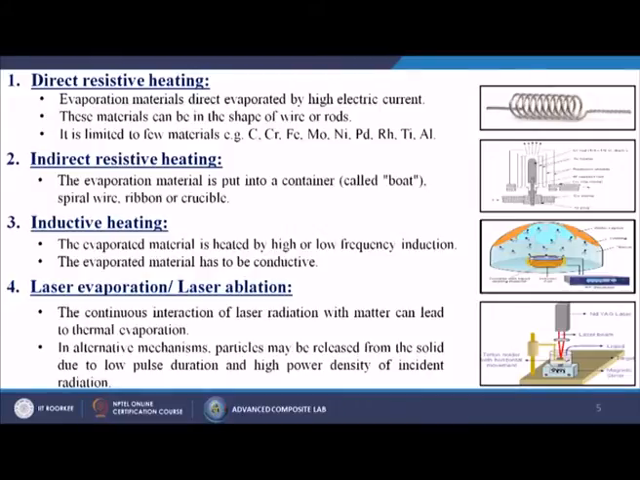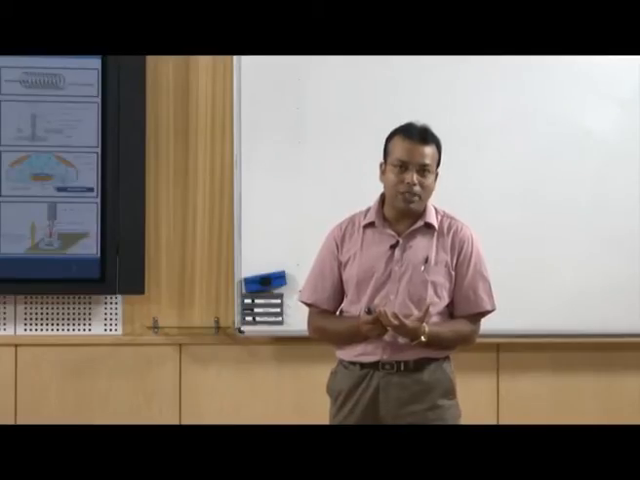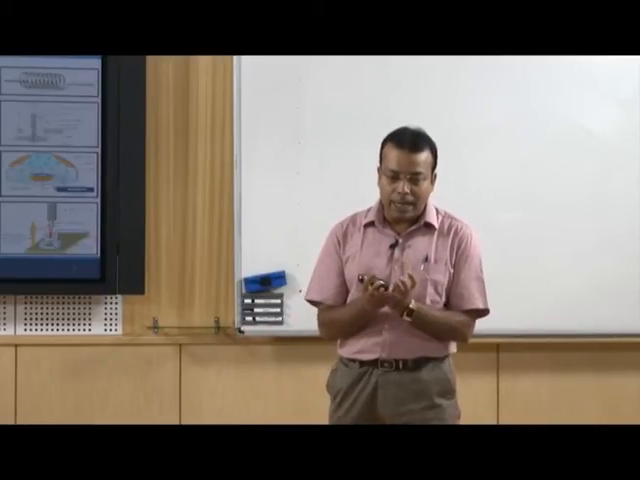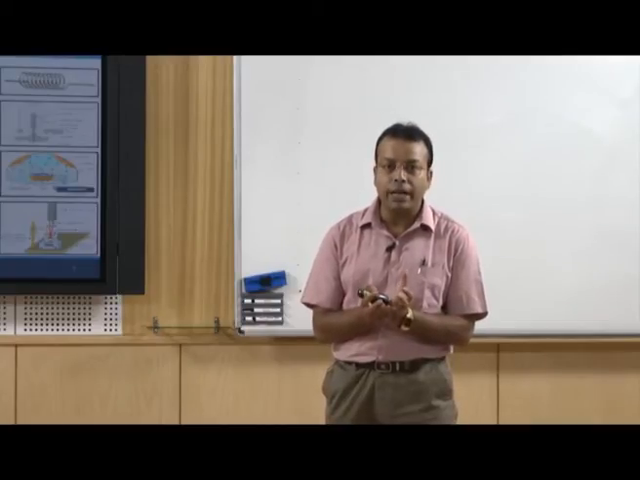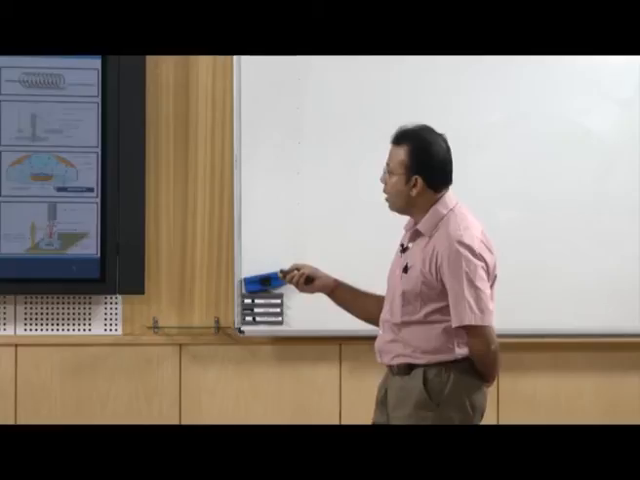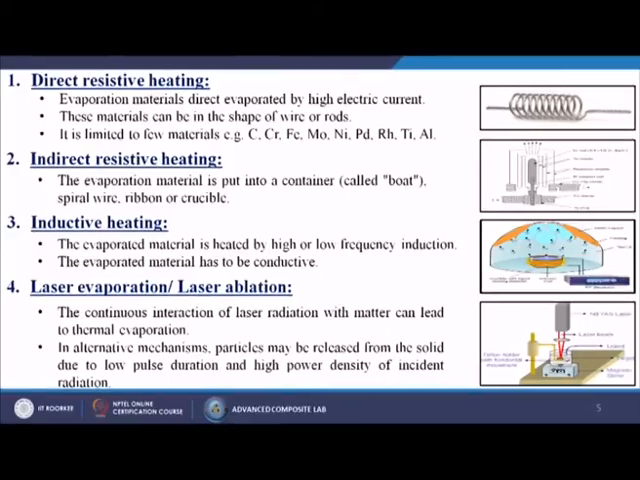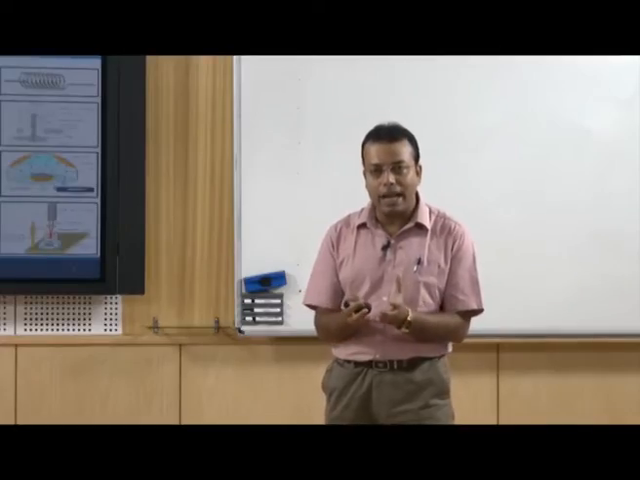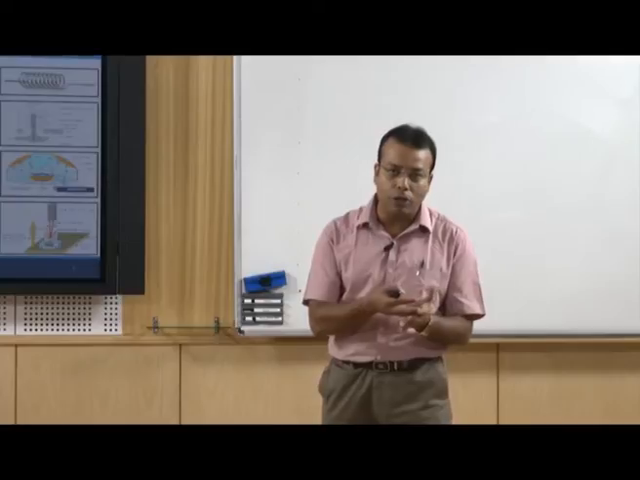Then the next one is indirect resistive heating. In this particular case we are using a certain kind of material which is known as a boat. It is made of a ceramic material which can withstand higher temperatures too. It is like a small bowl-type material, which is known as a boat. Then there can be a spiral wire or a ribbon or a crucible, which is universally used everywhere. So, in this particular case you can understand that we are putting the crucible over here, then we are using indirect heat onto those source materials so that they can vaporize directly and that vapor can deposit onto your substrate.